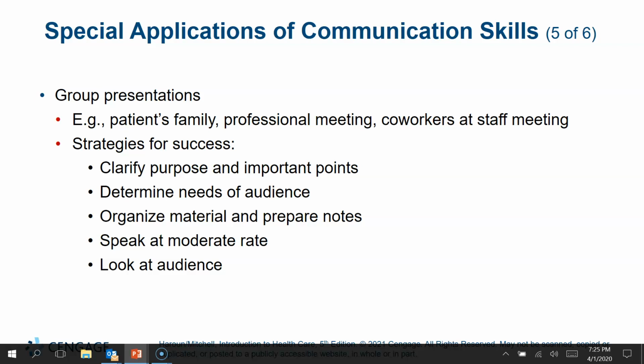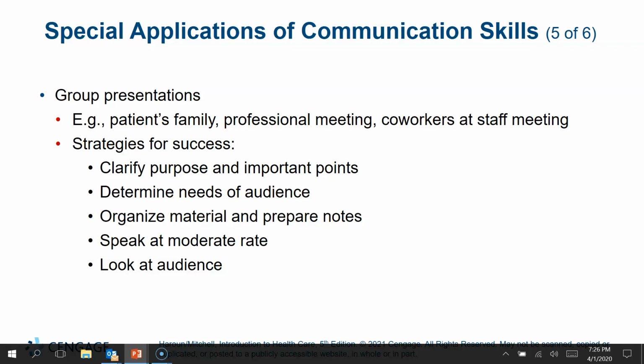But you may be asked to do something like that with patients' families, maybe at a professional meeting, maybe co-workers at a staff meeting. You may take turns doing professional development to get CEUs, those types of things. You all have to take speech, so you will be learning this in much more detail. But again, you want to make sure that they understand what they're going to learn and what the important points are.